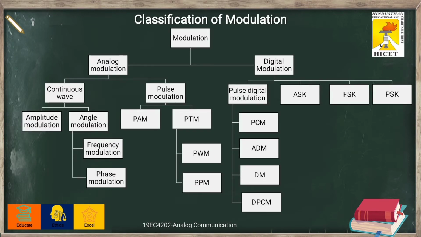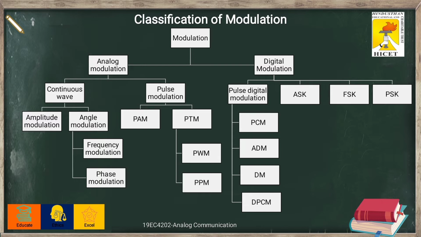Now let us see the classification of modulation techniques. Modulation is divided into analog modulation and digital modulation depending upon the nature of the message signal. If the message signal is analog in nature, it comes under the category of analog modulation, and if the message signal is digital in nature, it comes under the category of digital modulation. Analog modulation is again divided into continuous wave modulation and pulse modulation. If the carrier signal is also analog in nature, then it comes under the category of continuous wave modulation. If the carrier wave is digital in nature, it comes under the category of pulse modulation.